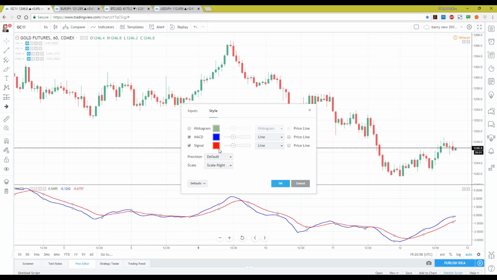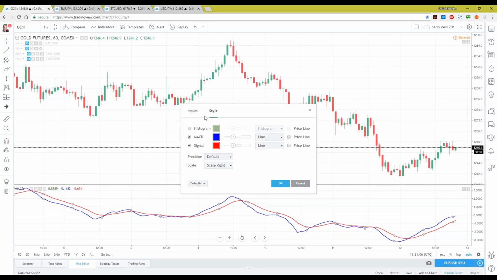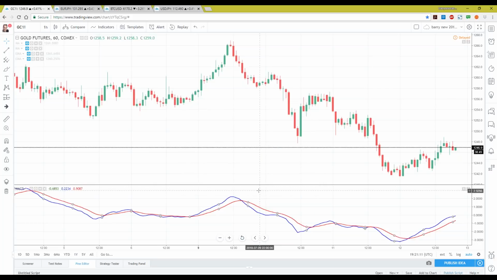Now, I have set these colors and these numbers. The standards for the MACD are that the MACD line is in blue and the signal line is in red. You can make them any color you feel like using. It's completely up to you, as long as you know which one represents what. That's all that matters.